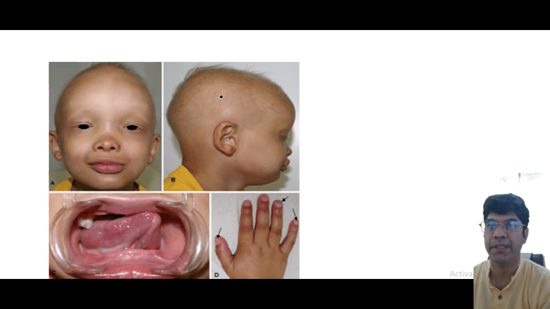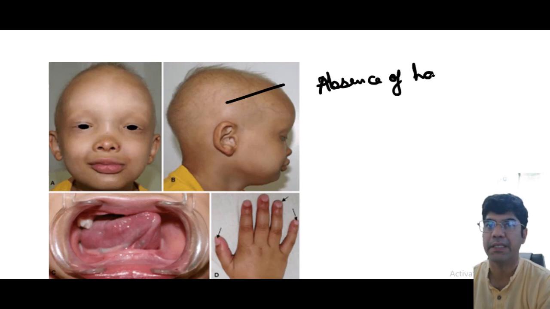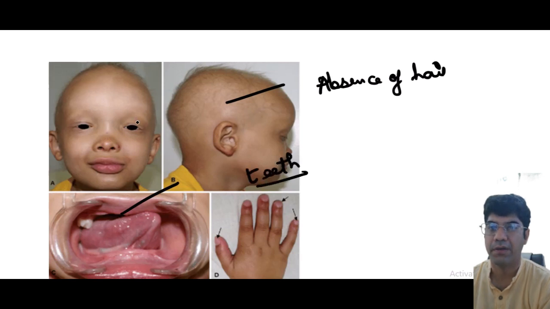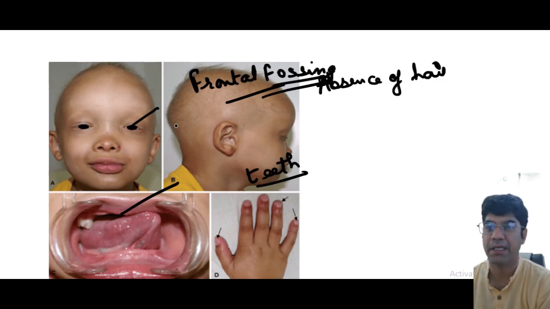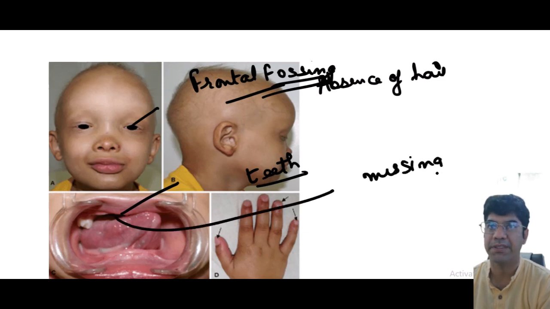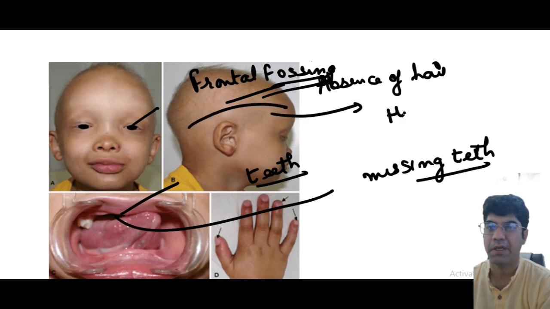Here you can see the absence of hairs, absence of teeth, frontal bossing. Hypodontia means missing teeth, hypotrichosis means sparse hair, hypohidrosis means reduced ability to sweat.